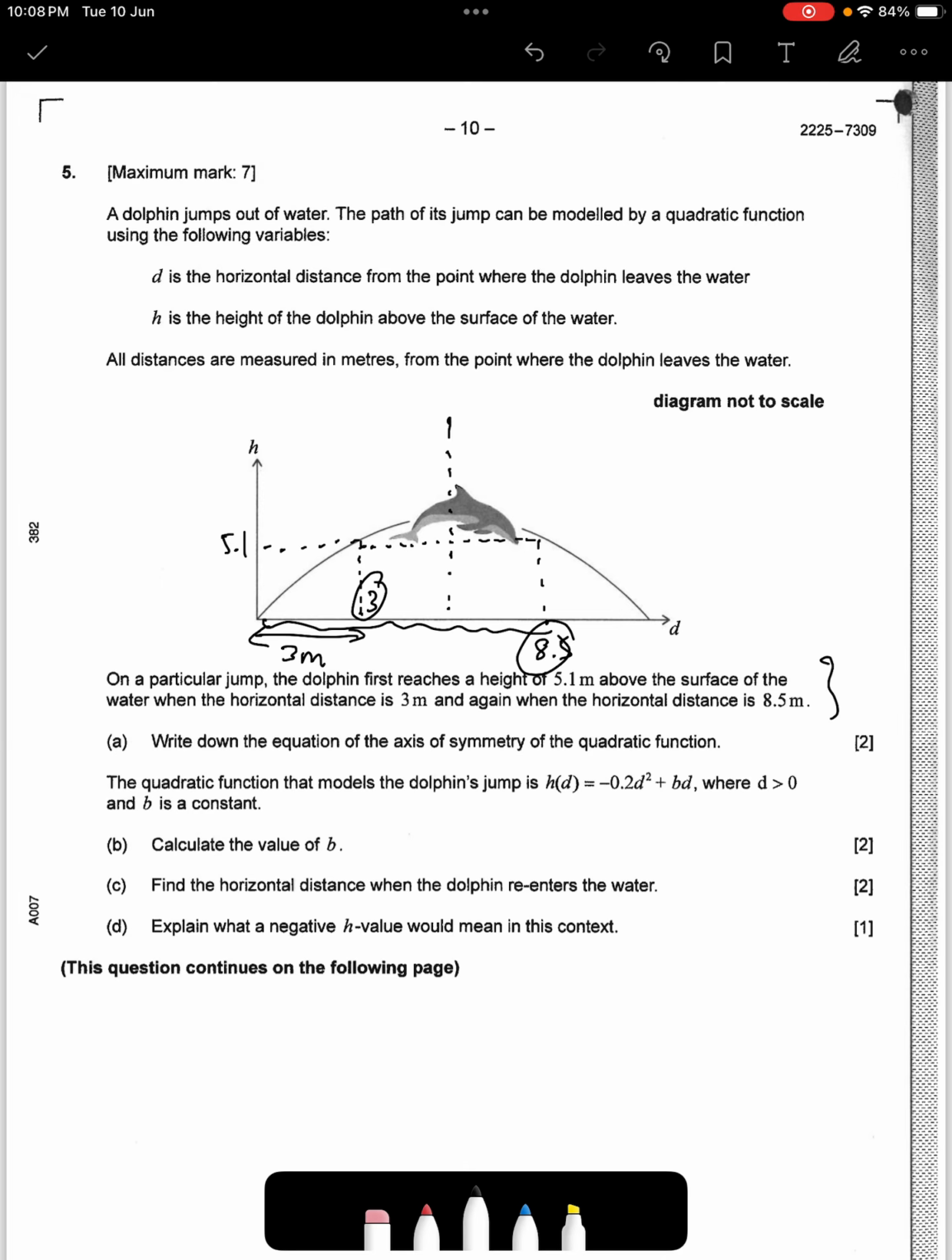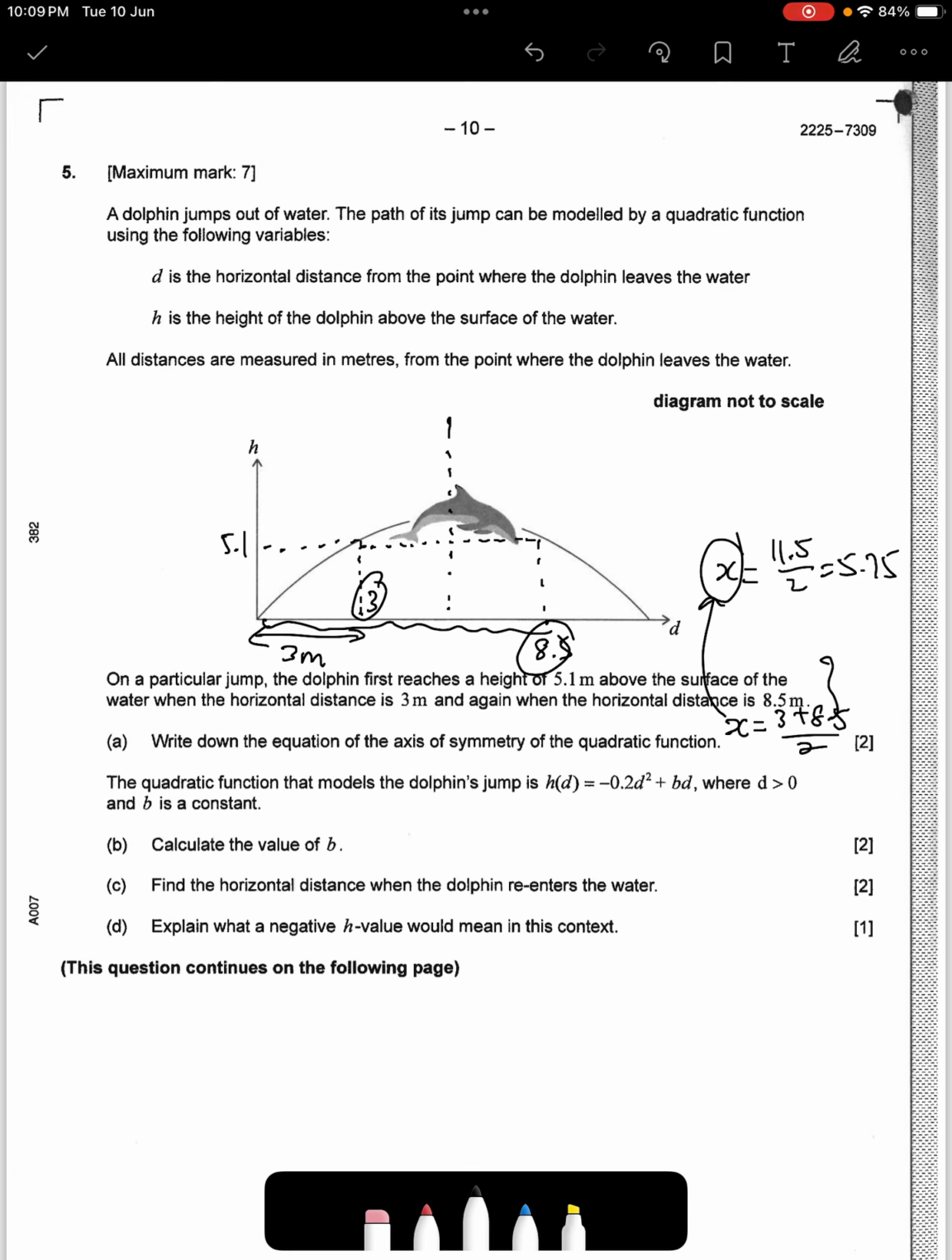So to find the midpoint, we can just take 3 plus 8.5 divided by 2. That should give me x equals 11.5 divided by 2, which is 5.75. Please make sure you put x equal to that number, because if you only put 5.75, you're not getting any credit out of this question. Okay, so that's part A for you.